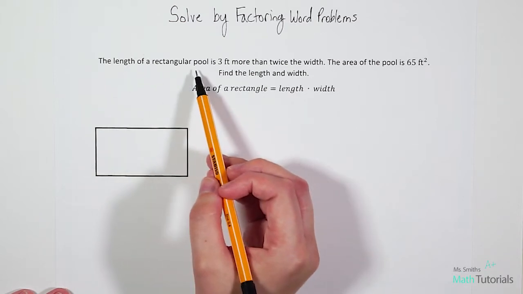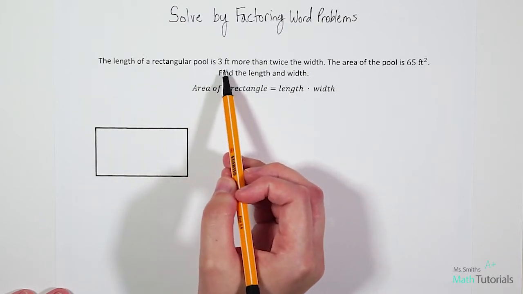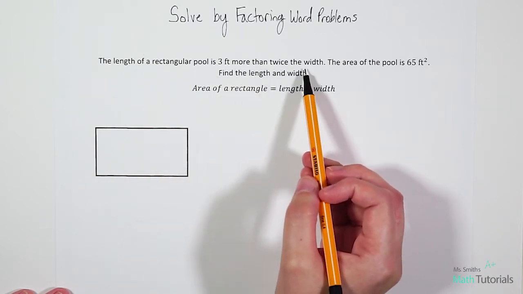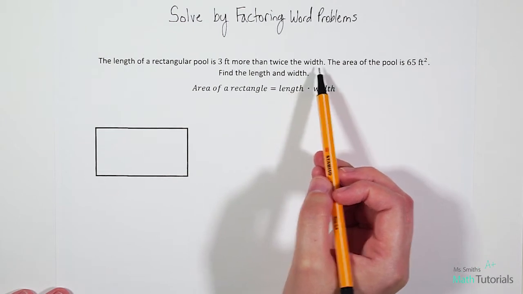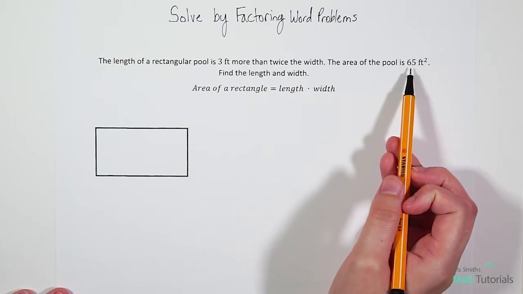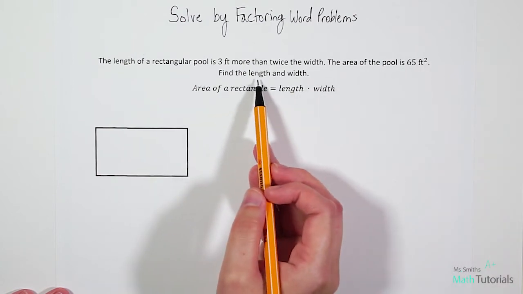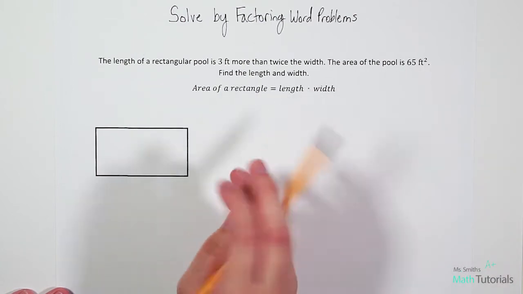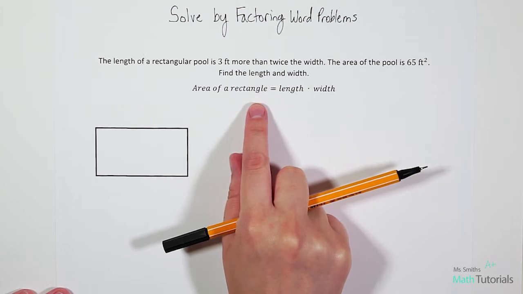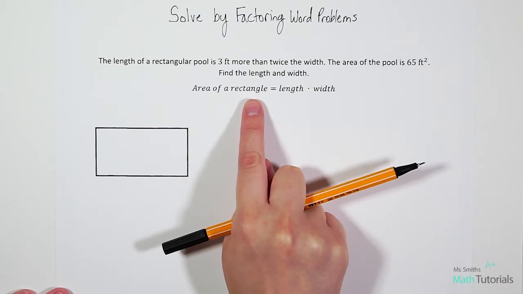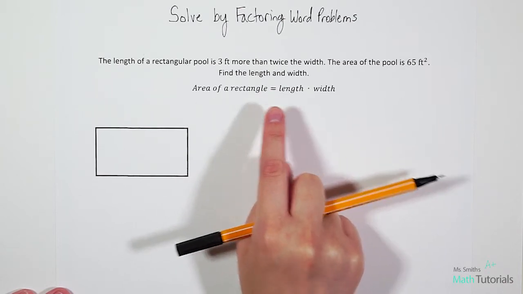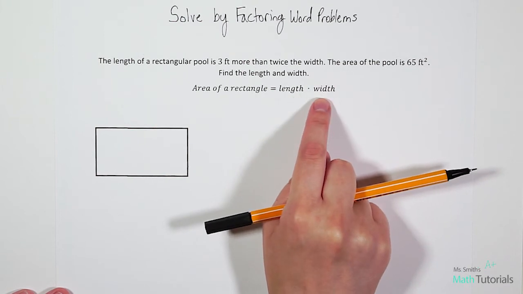The length of a rectangular pool is 3 feet more than twice the width. The area of the pool is 65 feet squared. Find the length and width. And then I did note down here, because this is going to be helpful to us shortly, that the area of a rectangle, the formula is length times width.